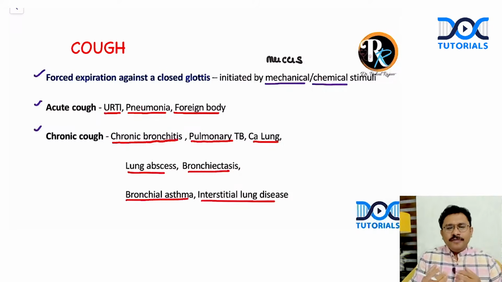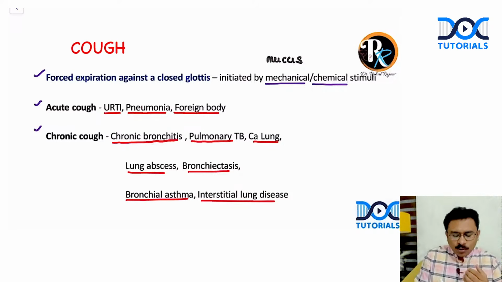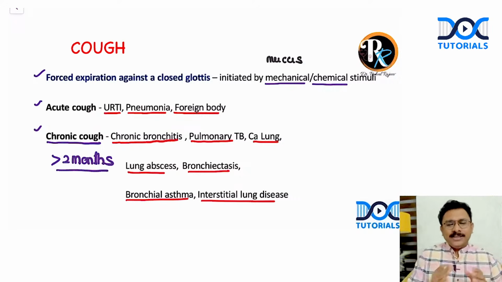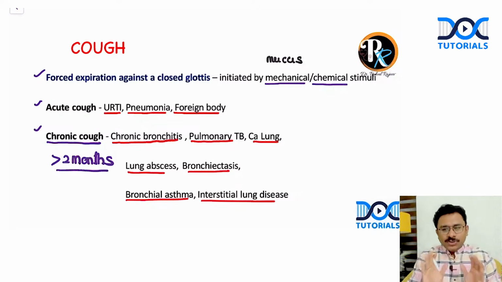Now, chronic cough, what is the duration? See, some textbooks say that the duration more than 2 months is chronic cough, but in certain references, they give the timeline as 1 month. So, usually above 1 to 2 months is considered chronic cough, but most of the respiratory system textbooks go for more than 2 months for chronic cough.